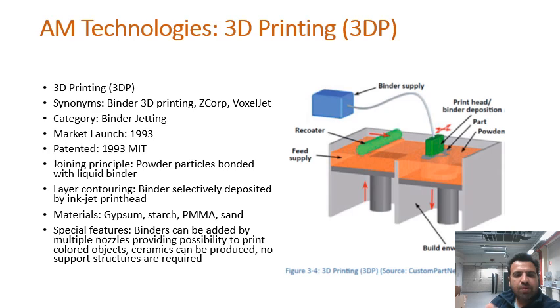Special features include that the binder can be deposited by multiple nozzles, and this allows printing objects with colors. You can print ceramics or metallic parts. However, you will require a debinding and firing or sintering step. Another distinct feature of this technology is that you don't need support structures to build parts.